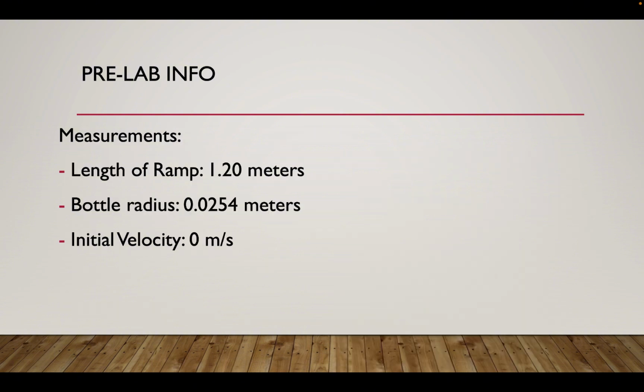So I also took some measurements. The length of the ramp was 1.2 meters. The bottle radius was 0.0254 meters, because it was about an inch or an inch and a half. And the initial velocity was just 0 meters per second because we're letting it go from rest.